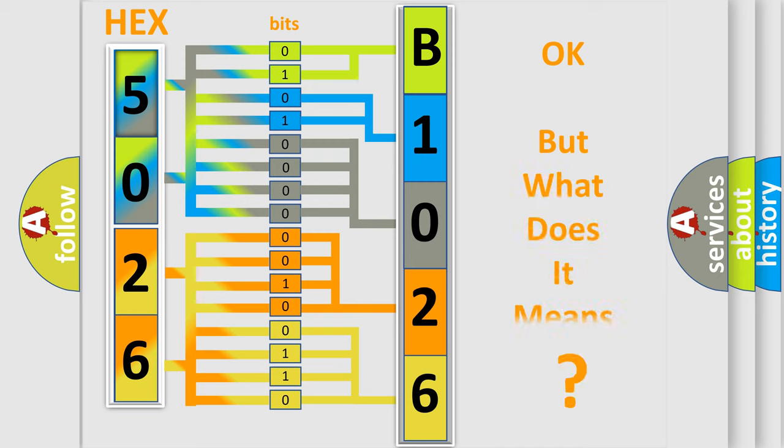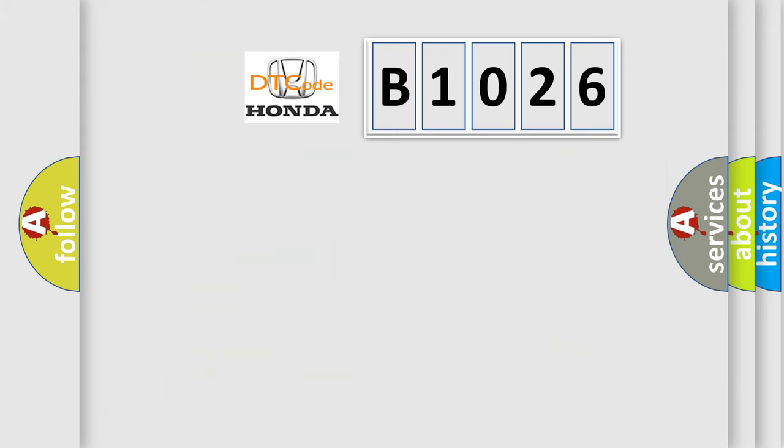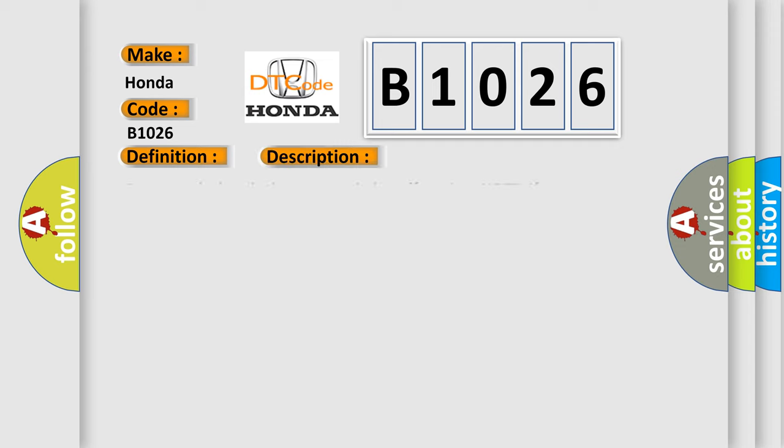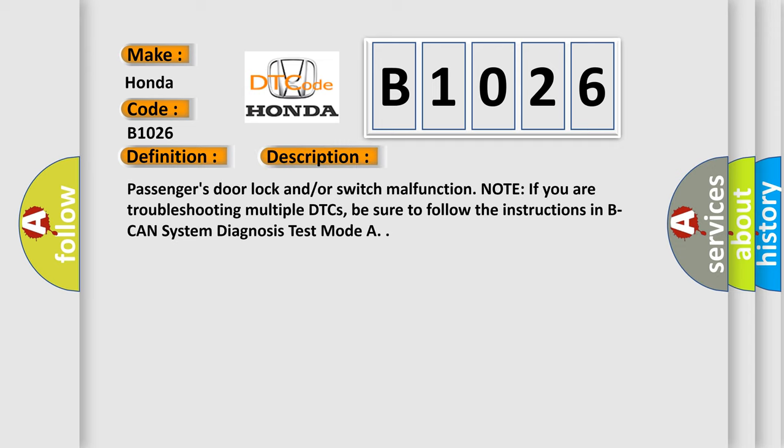The number itself does not make sense to us if we cannot assign information to what it actually expresses. So, what does the diagnostic trouble code B1026 specifically mean for Honda? The basic definition is passenger's door lock switch signal error. And now this is a short description of this DTC code: passenger's door lock and/or switch malfunction.